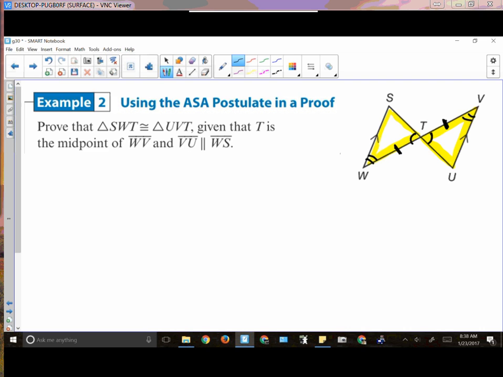So, now I'm going to actually write out the proof. We are given that T is the midpoint of WV.